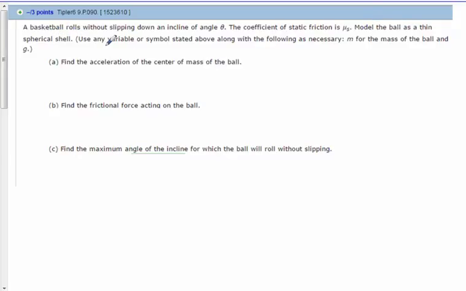In doing this, we want to find the acceleration of the center of mass of the ball. We want to find the frictional force acting on the ball, and then we want to find the maximum angle of the incline for which a ball will roll without slipping. And again, we're going to do these in terms of variables.